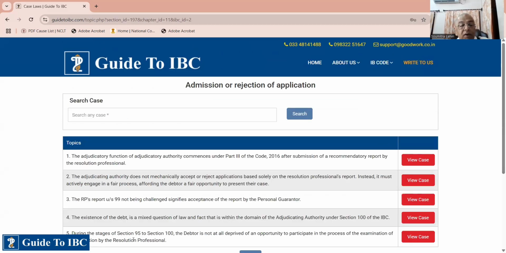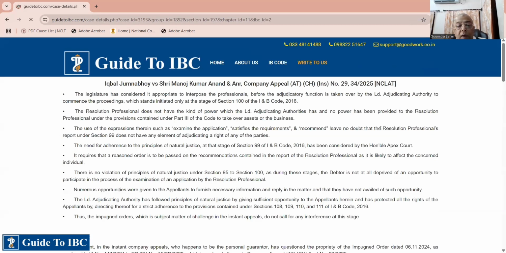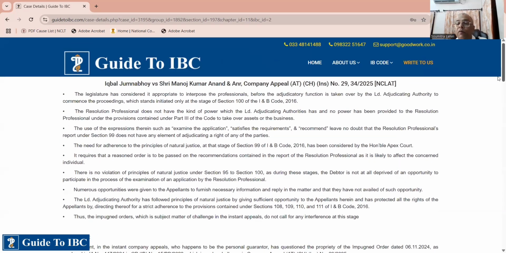During the stages of 95 to 100, the debtor is not at all deprived of an opportunity to participate in the process of examination of an application by the resolution professional. This is the case of Iqbal Jumna Bhoy versus C. Manoj Kumar and another, Company Appeal of the Chennai bench, 2934 of 2025. So you see, whatever cases we have, the framework of personal guarantee is essentially determined in the landmark judgment, and all that we are seeing is development subsequent to it, as per the guidelines laid down.